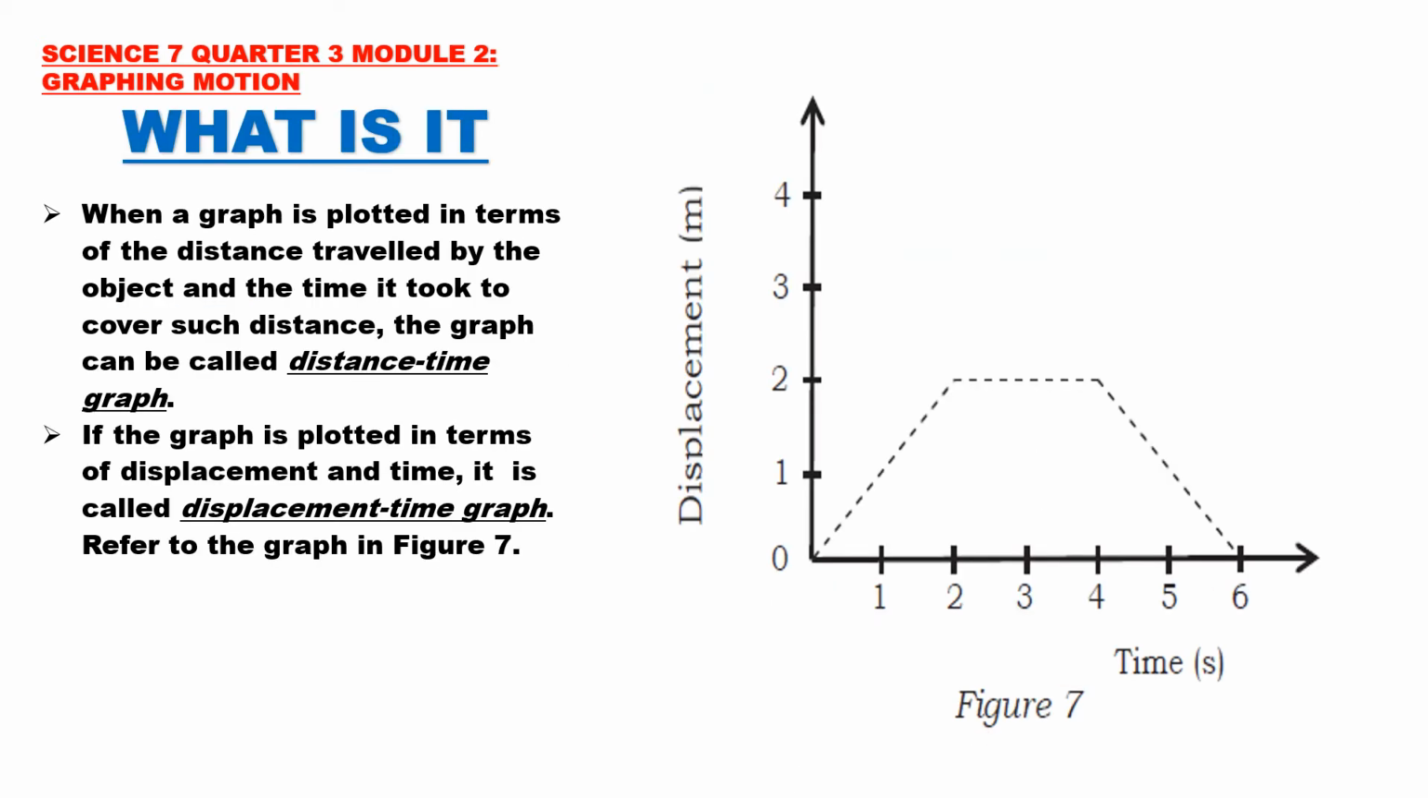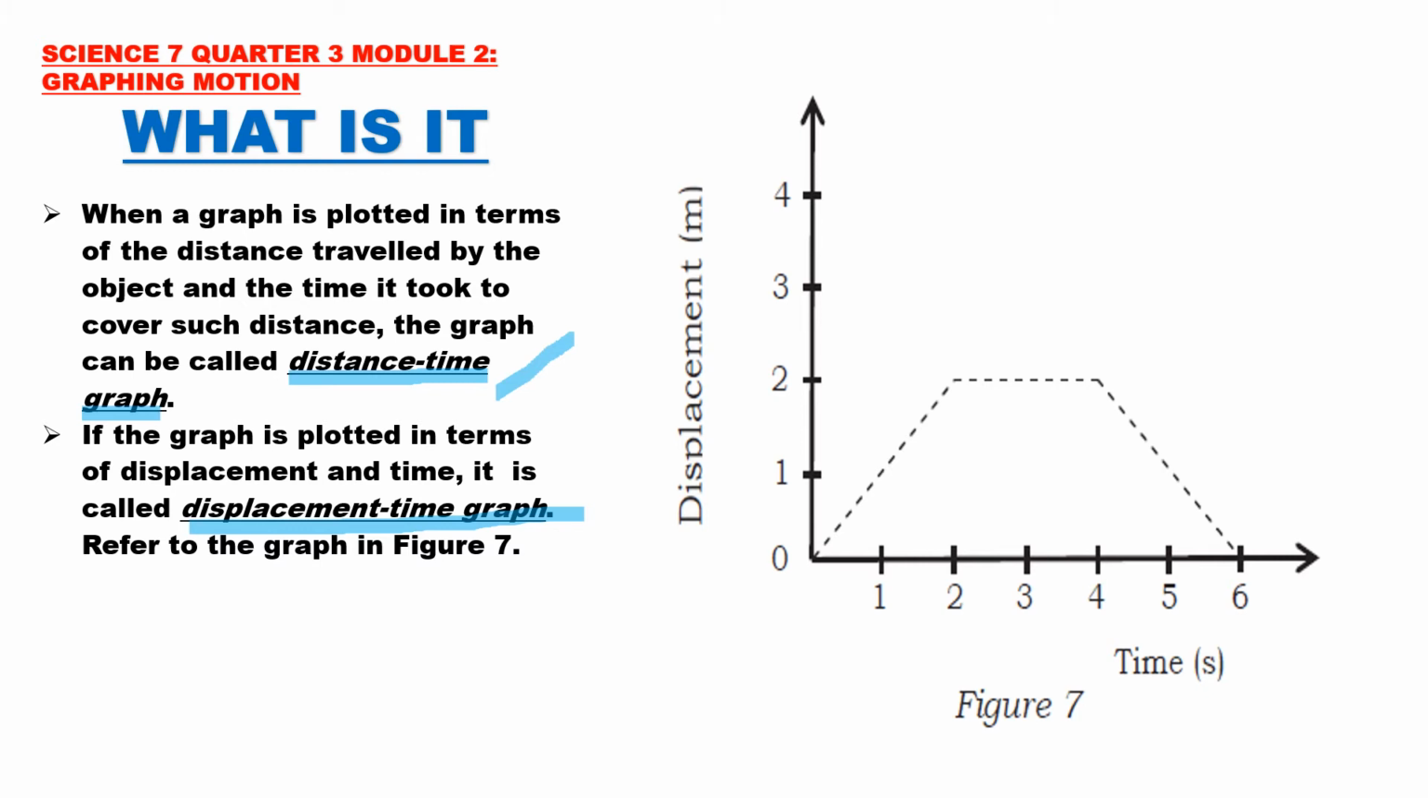Next, susunod. When a graph is plotted in terms of distance traveled by the object and the time it took to cover such distance, the graph can be called a distance time graph. So kapag ang nasa x-axis ay time at ang nasa y-axis ay distance, ang tawag daw sa graph na yun ay distance time graph. If the graph is plotted in terms of displacement and time, it is called a displacement time graph, just like in our example.